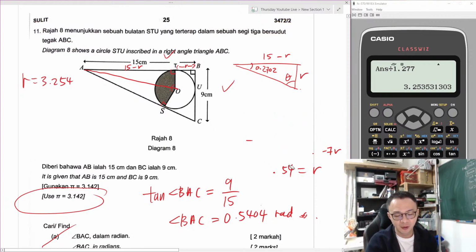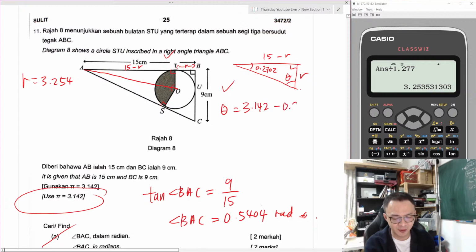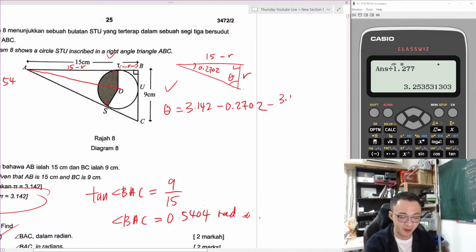So what I want to do here is I want to solve this one. I can get this one by using 90 degree minus it. So pi, 3.142 minus theta will equal this one minus 0.2702. And then minus pi over 2, minus 3.142 over 2, because this is 90 degree. This is the tangent, the angle divided by half.